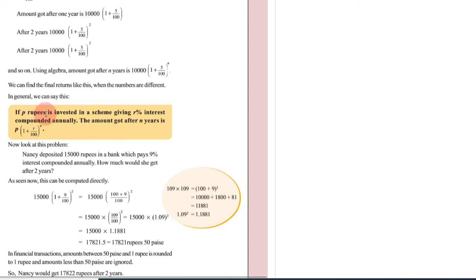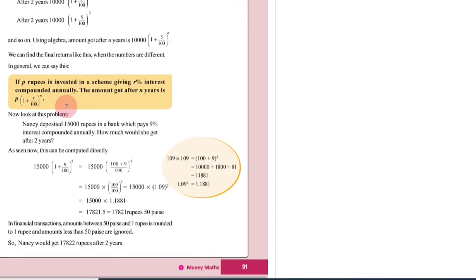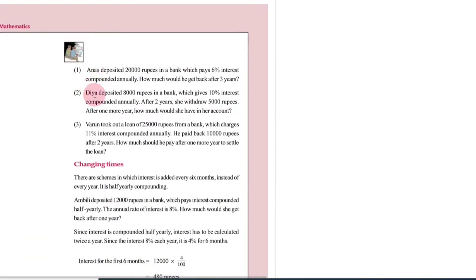If P rupees is invested in a scheme giving R percentage interest compounded annually, the amount got after n years is P into 1 plus R by 100 raised to n. For this, P is the amount we deposited, or if we take a loan from the bank, R is the rate of interest and n is the number of years. Okay, now we are going to do problems based on this section.